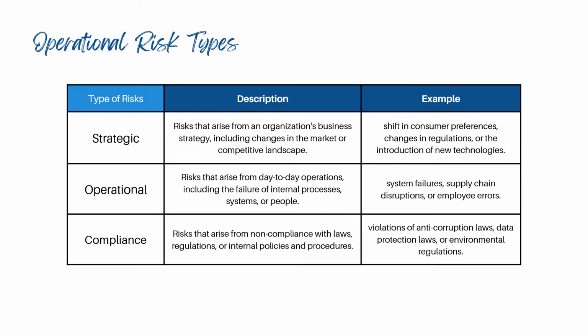The next one is compliance risks. And what are these risks? So these risks arise from non-compliance with laws, regulations, or internal policies and procedures. And of course, this risk can lead to legal action, fines, or reputational damage. And examples of this one will include violations of anti-corruption laws, data protection laws, or environmental regulations. Take note, this type of risk is something that you should not mess with, no?